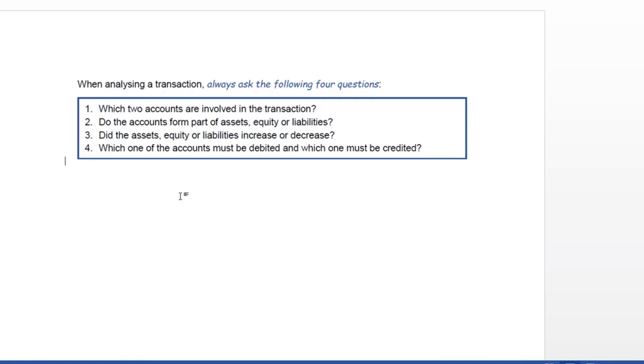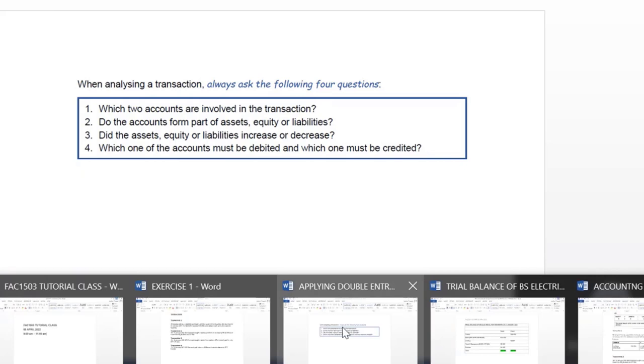Do you understand what I'm saying? When you look at applying the double entry principle, you're looking at whether the asset, equity, or liability increased or decreased. In the first transaction, the asset, bank, increased by 40,000. What is equity? Equity is capital. Capital increased by 40,000. So what you're applying in point number three of the double entry principle is the same principle you're applying on the accounting equation.